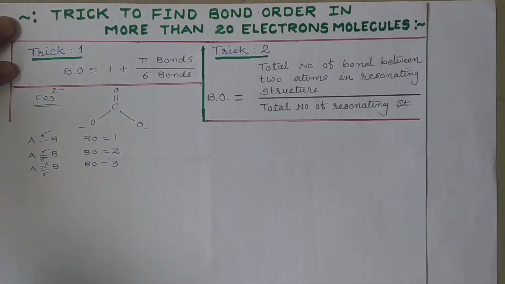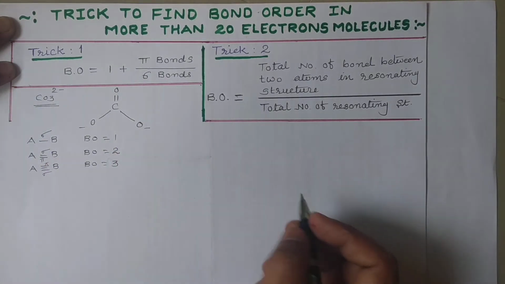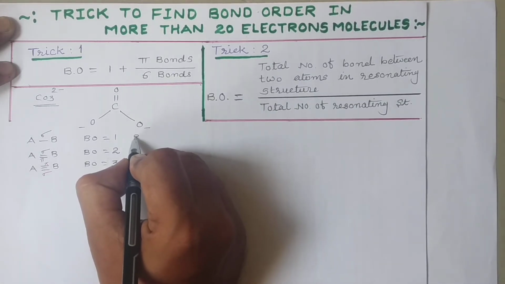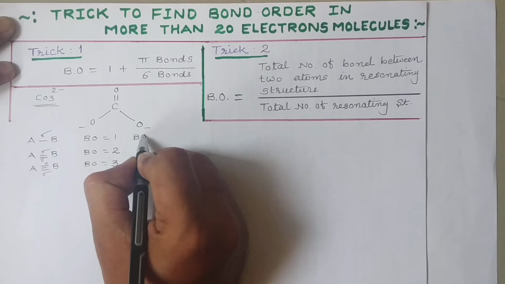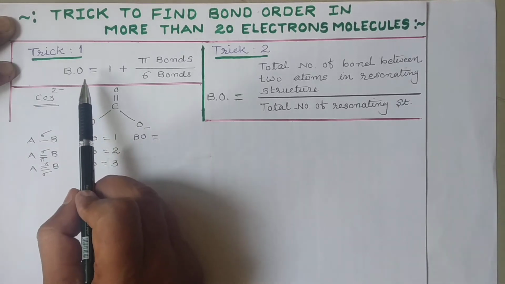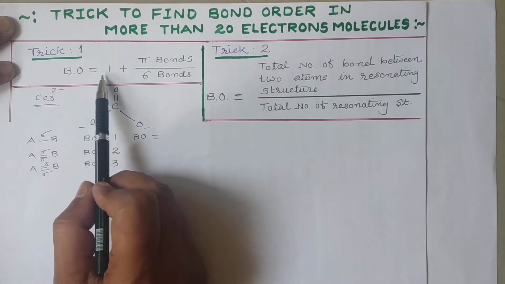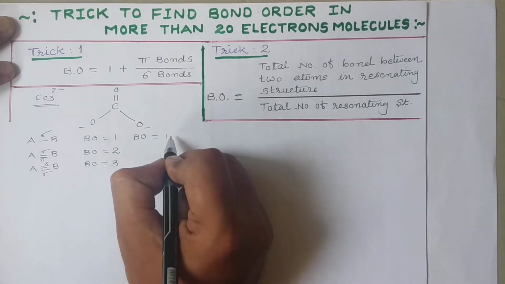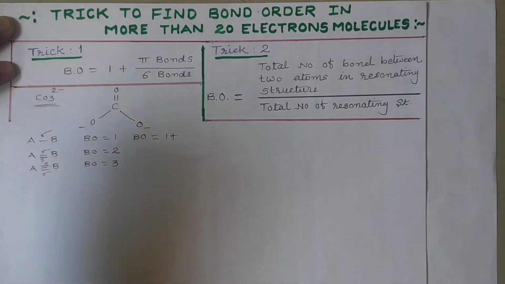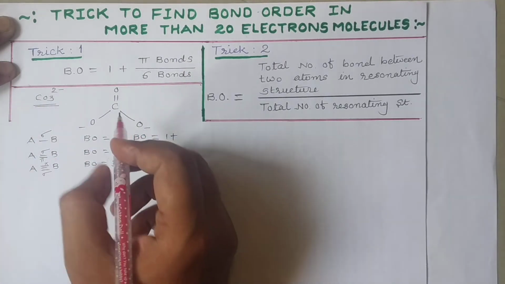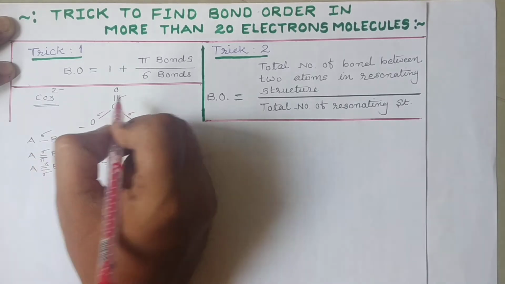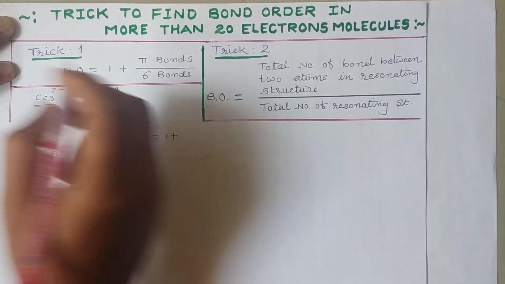Now we will apply this formula to find out the bond order of CO3 2 minus. So we will apply the first trick. In the first trick, bond order is equal to 1 plus pi bonds. If you observe the structure of carbonate ion, what happens? This is sigma bond, this is sigma bond, and this is sigma bond, and one bond is pi bond.